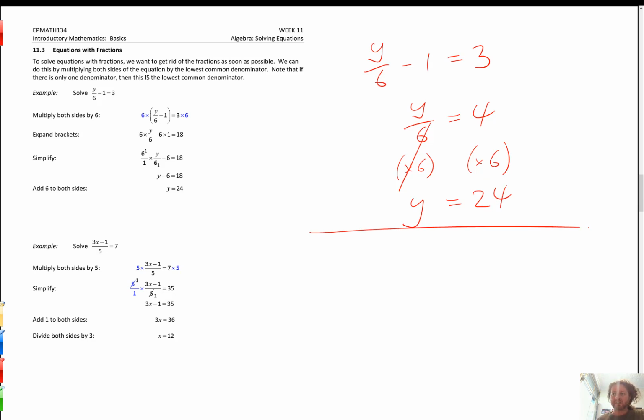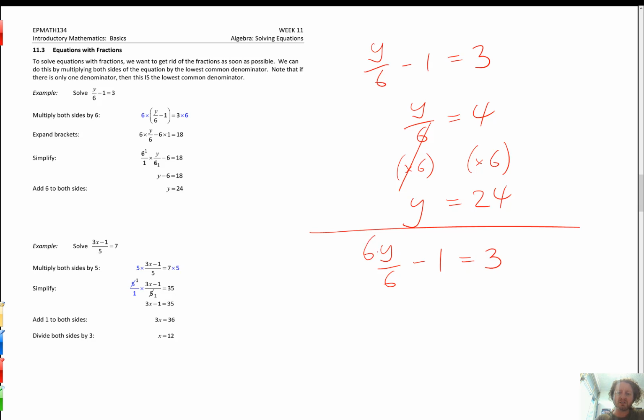But for the sake of methodology, what we can do anytime we get a question with fractions is we can multiply throughout by that denominator. If there's only a single denominator, that's the one I'll use. If there's multiple denominators, I'll multiply throughout by the lowest common denominator. We'll get there in a sec. At the moment, the only denominator is 6, so let's times everything by 6.